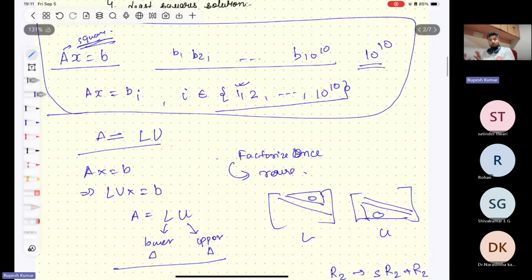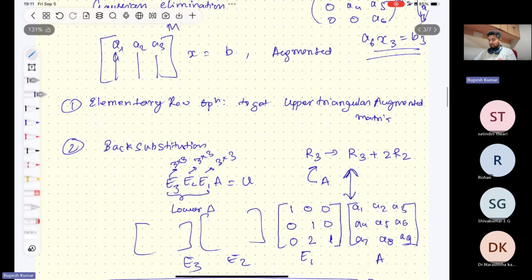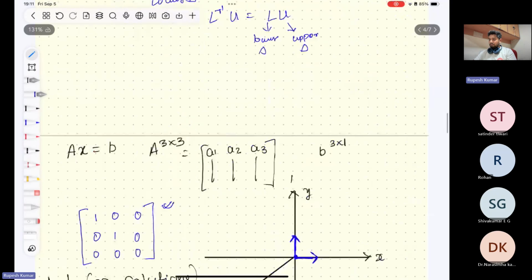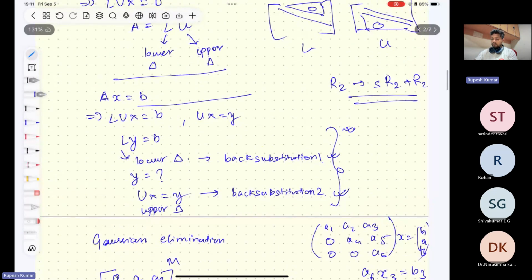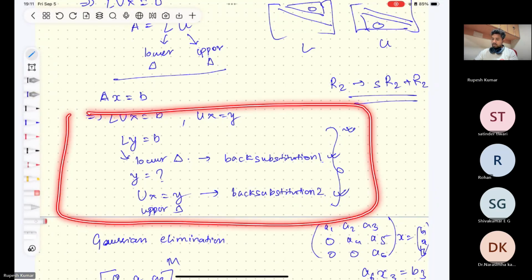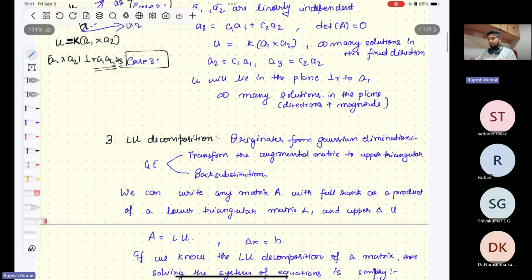Why is it useful? Now you know this. You have to do 10 raised to the power 10 iterations for a linear solve. You don't want to figure out the elementary row operations for each iteration. What you do is figure out this LU decomposition. Then you can use this kind of trick. After getting the LU decomposition the first time, you only have to do back substitution 2 times for each iteration, and your algorithm will be really fast. So this is the use case of LU decomposition and why it exists.